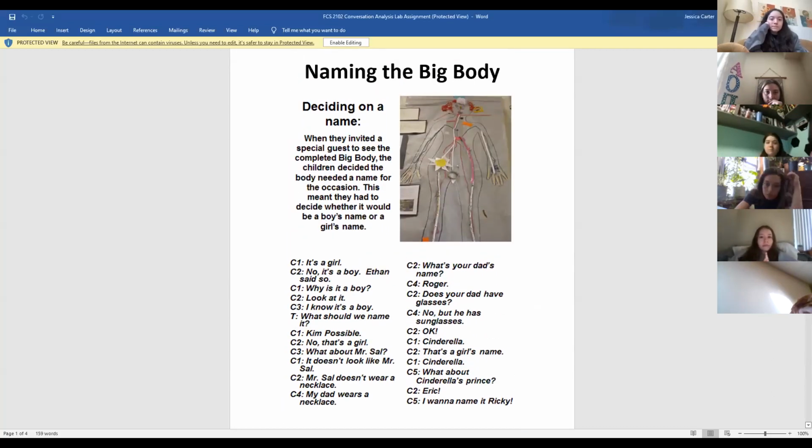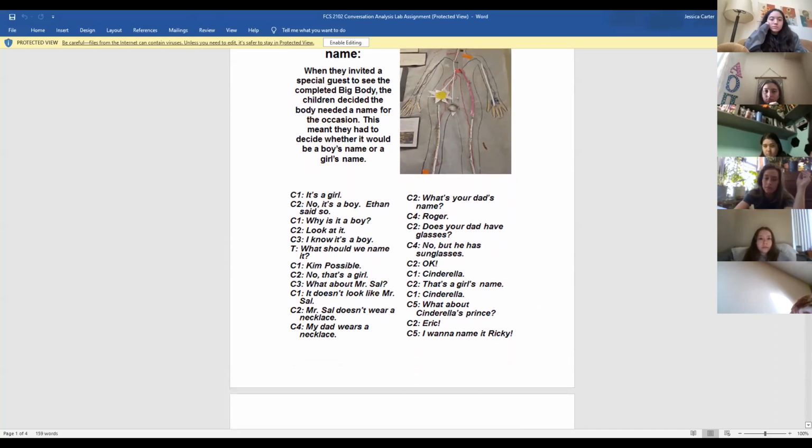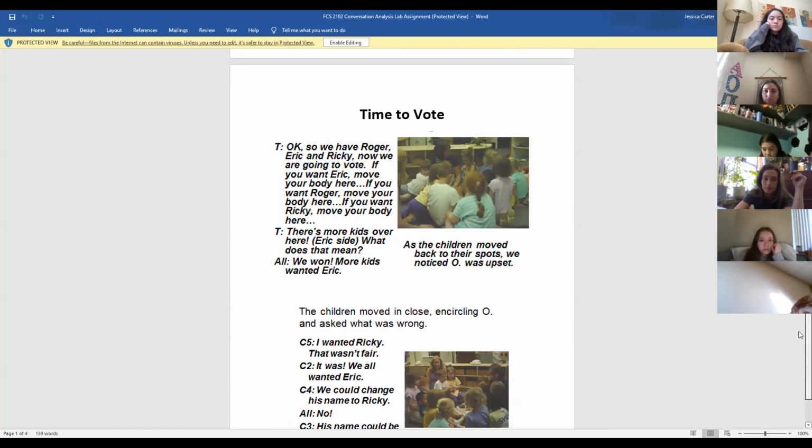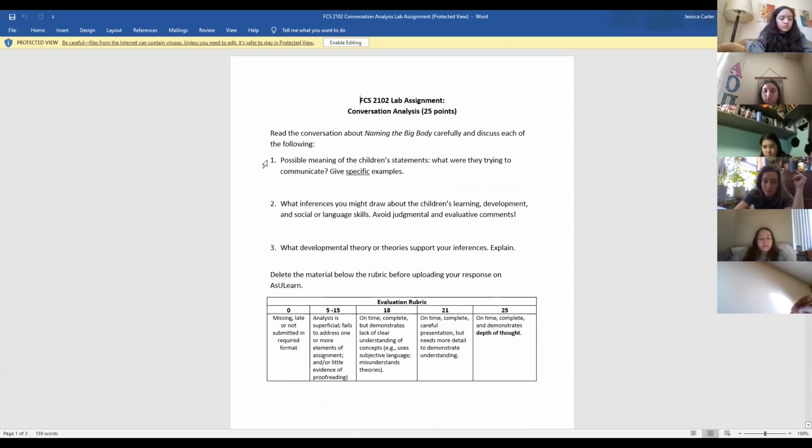It relates to a project that you may have seen an example of or be somewhat familiar with from other classes that you've taken. This was a project done at Lucy Brock years ago, but the conversation among the children that were involved in this project is here for you to read. And then you're going to answer the questions above. So in number 1, you're going to give specific statements that interpret the meaning of children's language and what they were trying to communicate. Inferences that you might draw about their development go in number 2.